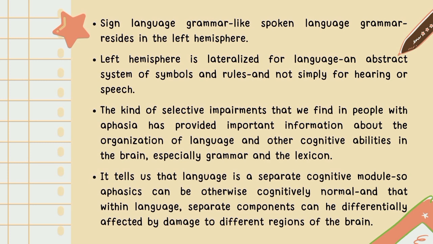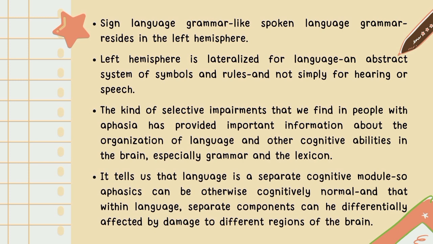The left side of the brain is where grammar is processed, whether it's spoken language or sign language. It's the same part of the brain that helps you understand and use grammar no matter how you communicate. The left side of the brain is specialized for language, which is a system of symbols and rules, not just about hearing or speaking. Language is more than just making sounds or using your hands. It's about understanding a system of signs and rules.